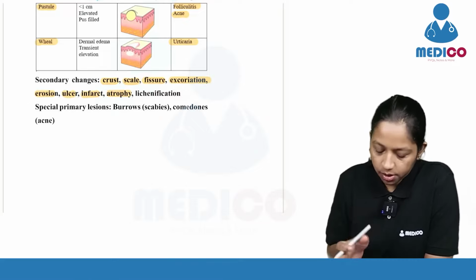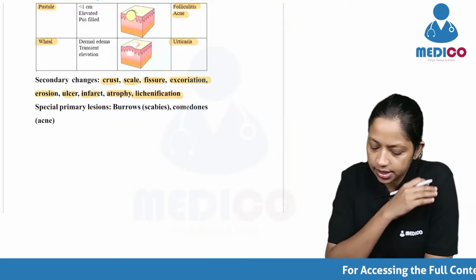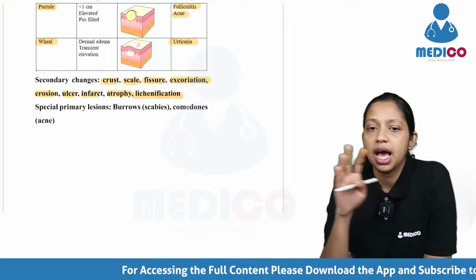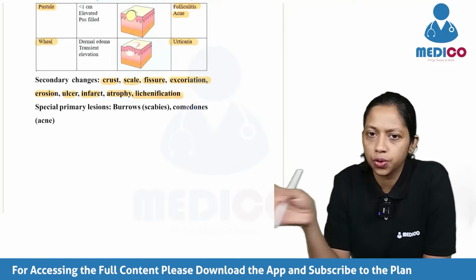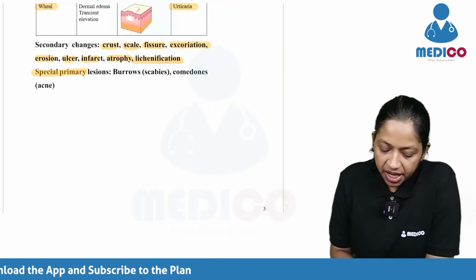You would most likely understand what these terms are. And lichenification means it is a chronic change where there is increased skin markings, thickening, and hyperpigmentation that is due to repeated rubbing. Now we must remember special primary lesions.